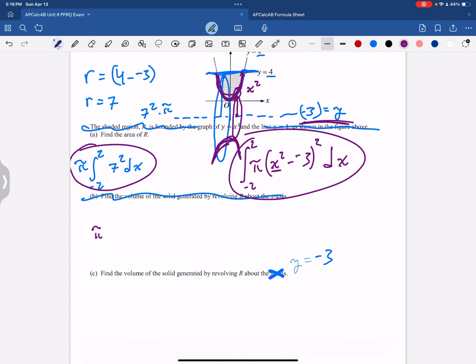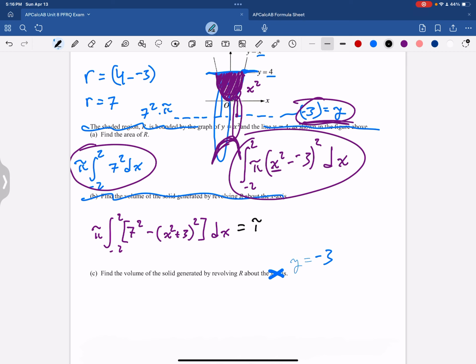Now, because the lower and upper bounds are the same, we could simplify this. We could say pi from -2 to 2, and then we have our radius, which is 7 squared, minus our other radius, which is x squared plus 3, squared, and then we have our dx. I'm going to bracket this to indicate that is our integrand. If I did that, I would find the volume of the solid that is formed when revolving this area around this axis of revolution. All right, let's go ahead and do this for funsies.